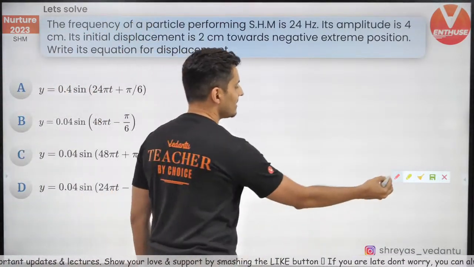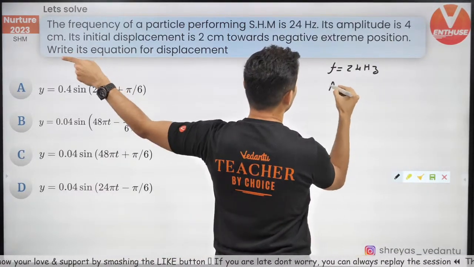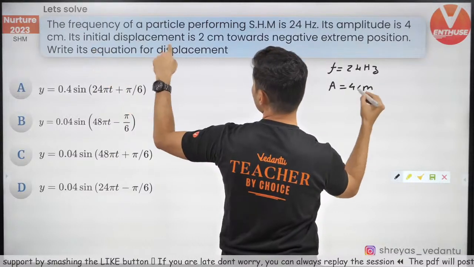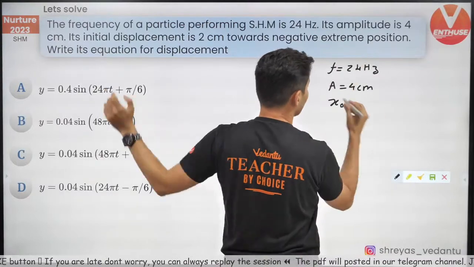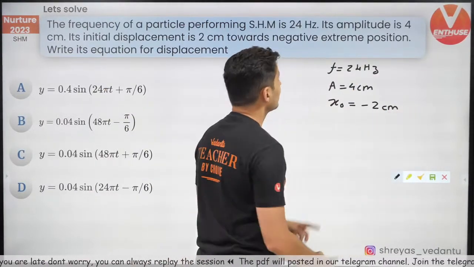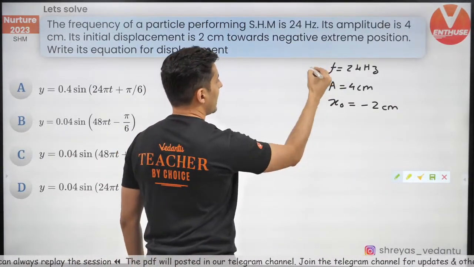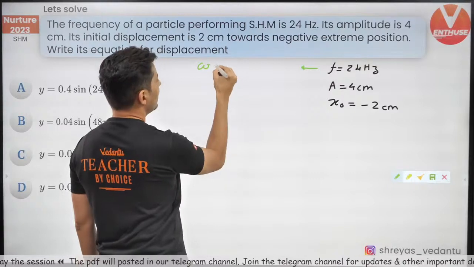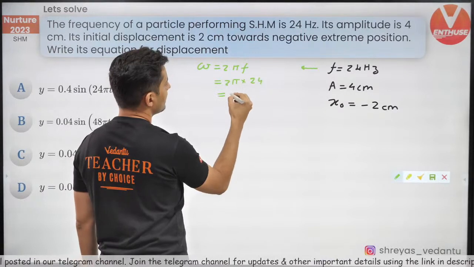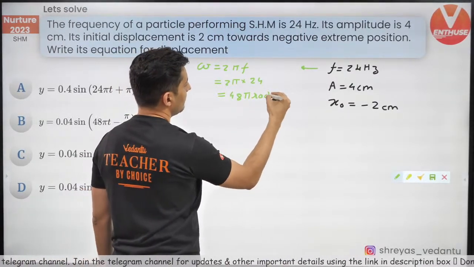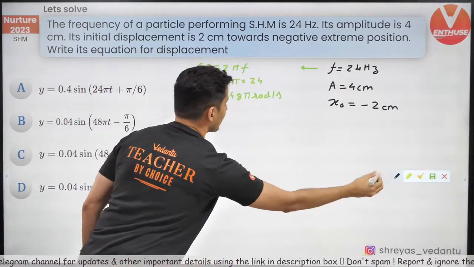Okay, so we know the frequency is 24 hertz. The amplitude is 4 centimeters. And the initial displacement is 2 centimeters on the negative side, that means minus 2 centimeters. Once I know frequency, I can also find omega. Remember, omega is 2 pi f, so it will be 2 pi into 24, which is 48 pi radian per second. So omega done.